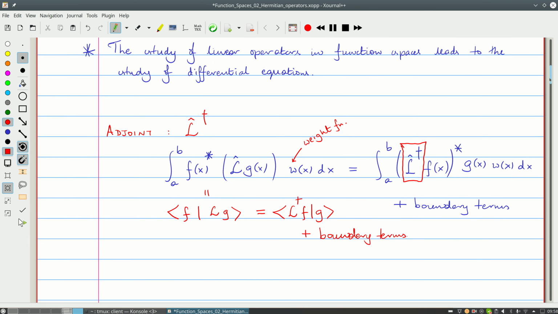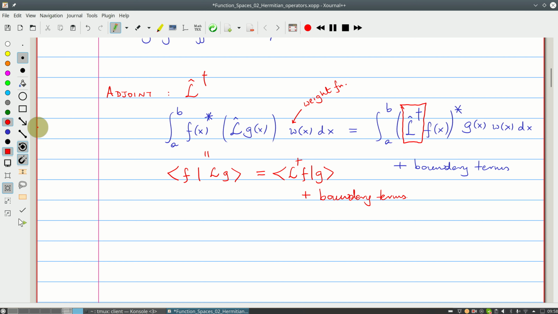Okay, so this is a formal definition of what we mean by the adjoint. Now we can put down some further definitions. So this defines the adjoint. And if L is equal to L dagger, then L is self-adjoint. It's not Hermitian, not yet. It's self-adjoint. So that's the first of these important definitions.